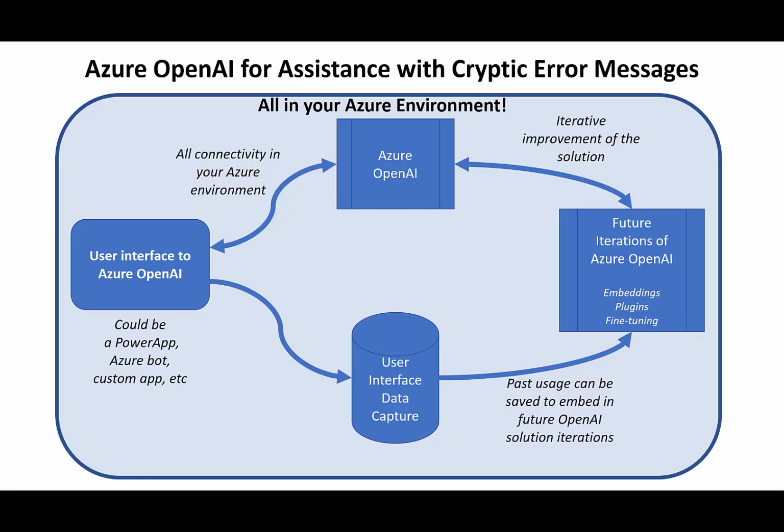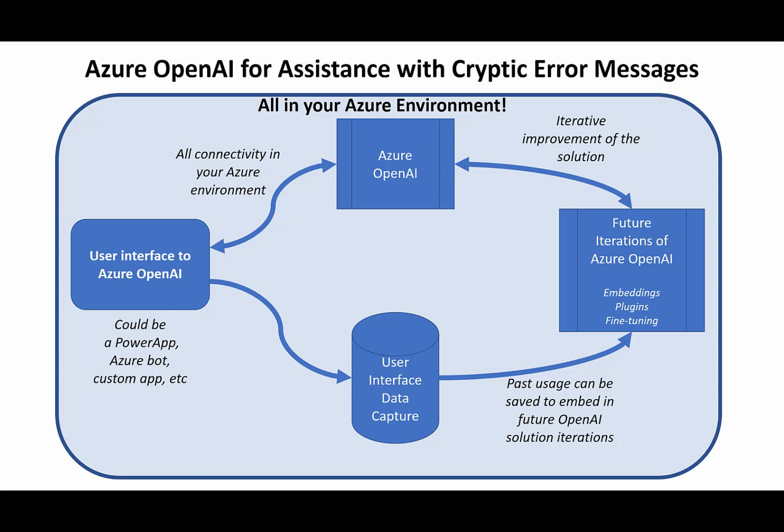Now, without spending too much time on this part, let's just quickly review why you might want to use Azure OpenAI for assistance with cryptic error messages. With Azure OpenAI, everything that you do will be contained within your Azure environment. And over on the left-hand side, you have the user interface that allows the user to put in their error messages and then send that to OpenAI and receive a response.